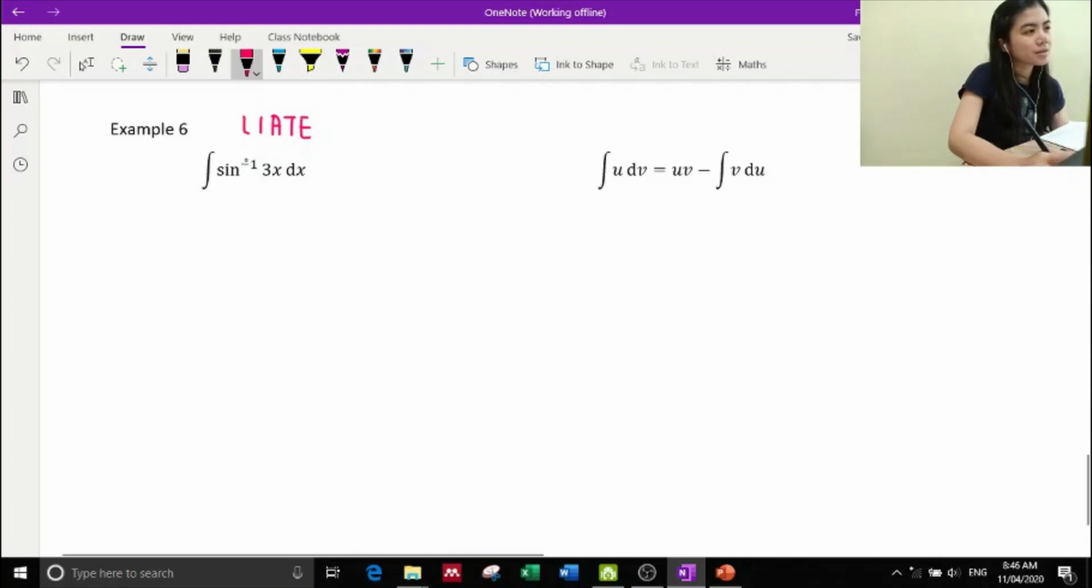Okay, let's just look at example 6. What we have here is the inverse of the function sine. So you have the u as the sine inverse, and you will have the dx, that is your algebra. So that is your dv, right? So now you will have your dv as your dx.